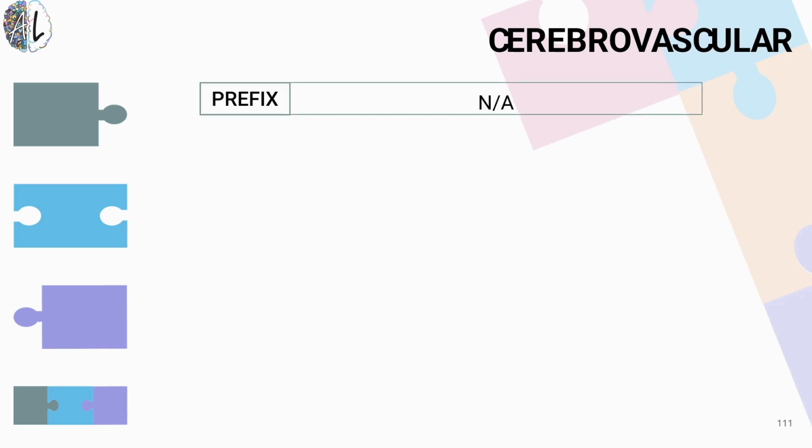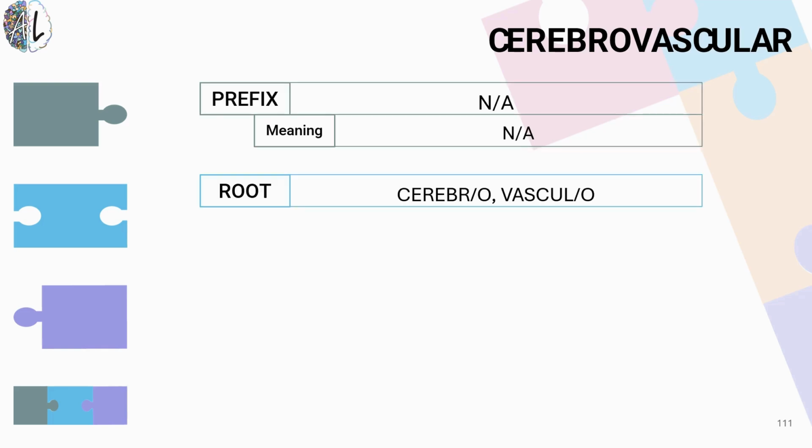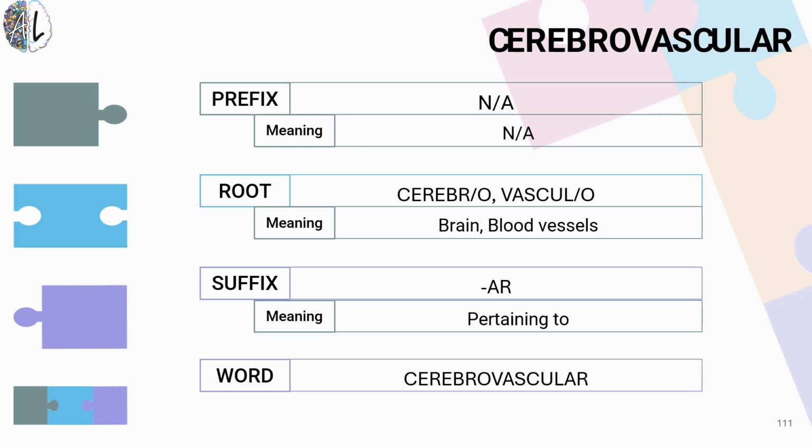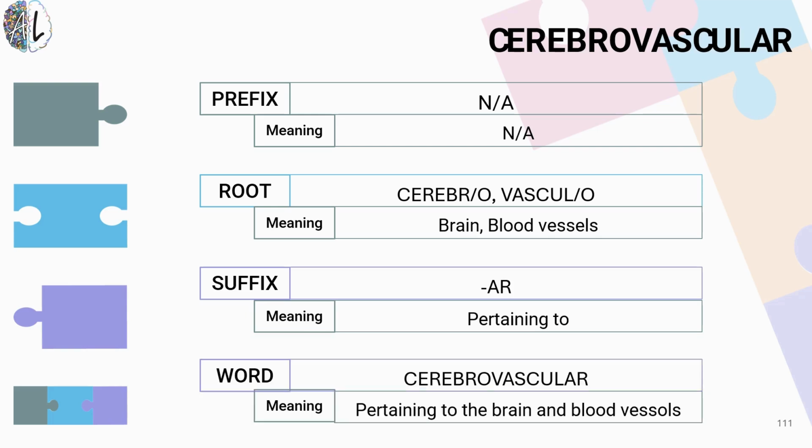Okay, so in the term cerebrovascular, there is no prefix. There is, however, two root terms. The first is cerebro, the second is vascular. And cerebro refers to the brain, and vasculo refers to our blood vessels. Our suffix here is AR, which means pertaining to, so the term cerebrovascular is looking at the blood vessels in the brain. And so when we are going back to look at that picture of that cerebrovascular accident, just remember that we're talking about the blood vessels inside the brain.